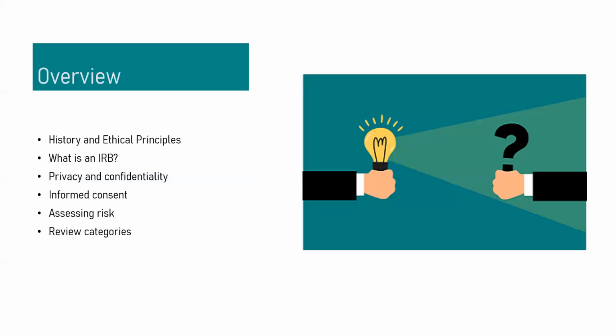Okay. So today, like I said before, we're going to be discussing the IRB. First, we're going to talk a little bit about the history of the IRB and the 3 ethical principles that govern the IRB. Next, we're going to talk about what exactly the IRB is. Then we'll get into the 3 most important categories of the IRB: privacy and confidentiality, informed consent, and assessing risk. Finally, at the end, we're going to talk about the 3 different types of IRB review categories that you could be placed into and what the next steps are based on that.